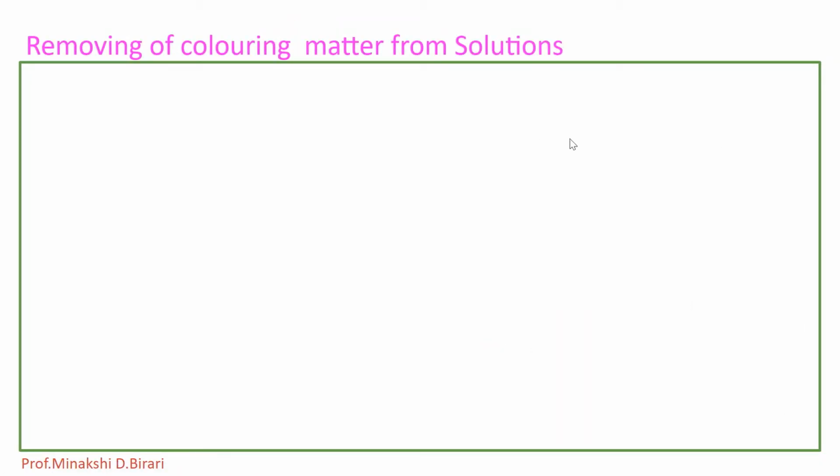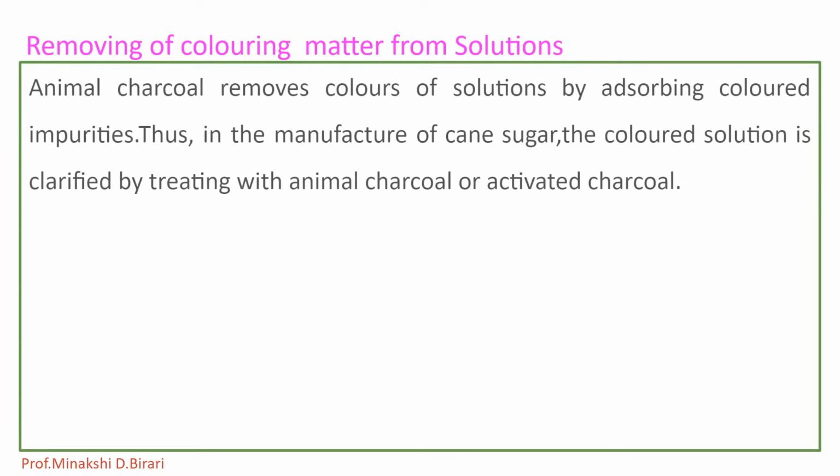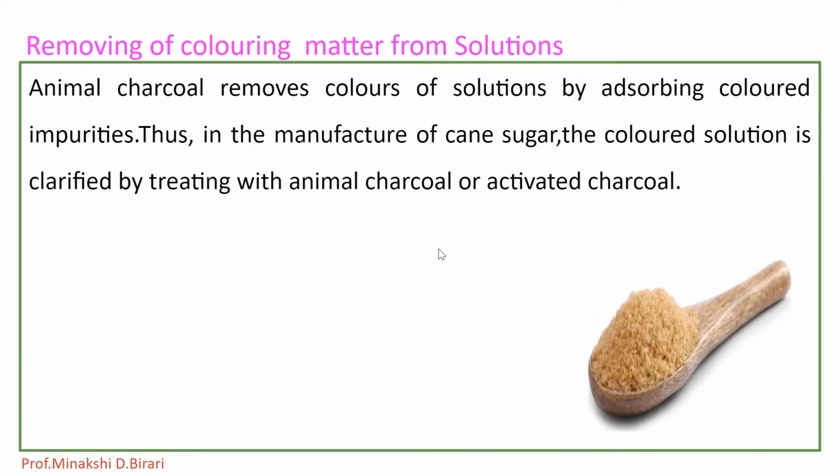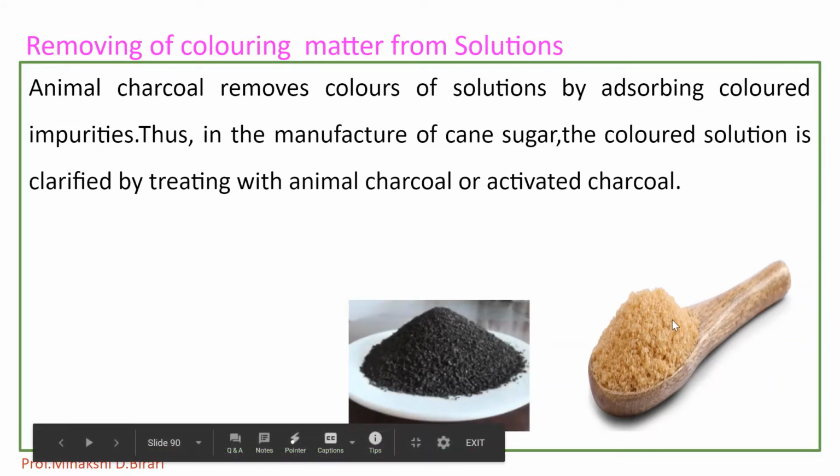Now the next application is removing coloring matter from solutions. Animal charcoal is used as an adsorbent to remove the color of solutions by adsorbing colored impurities. Thus, in the manufacture of cane sugar, the colored solution is clarified by treating with animal charcoal or activated charcoal. So this animal charcoal is useful to remove colored impurities, especially in the manufacture of cane sugar.